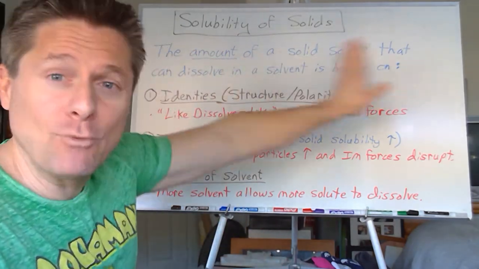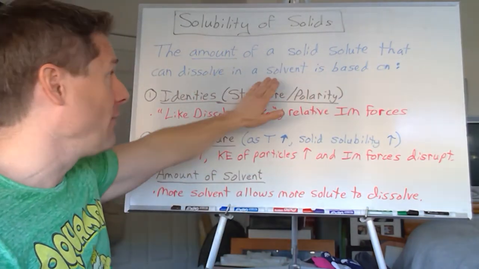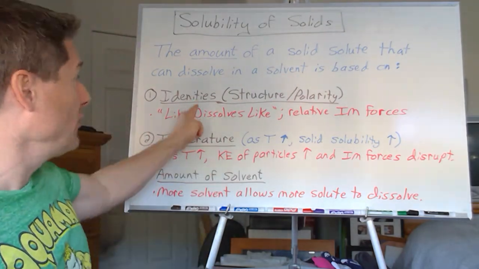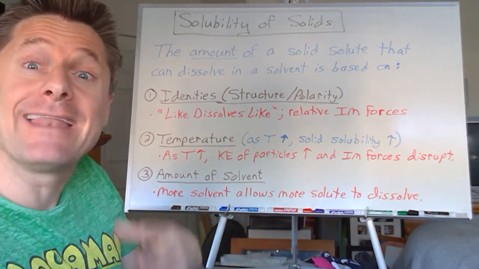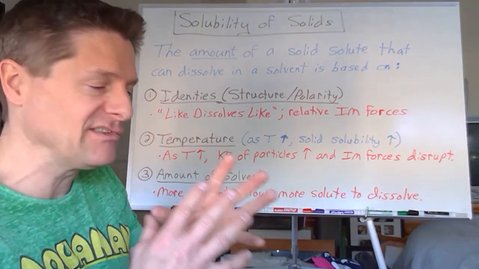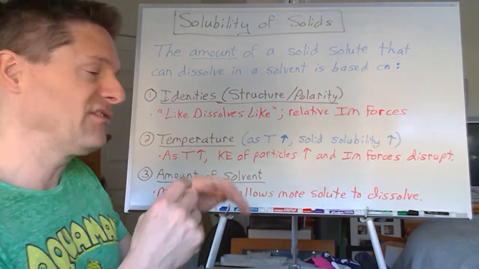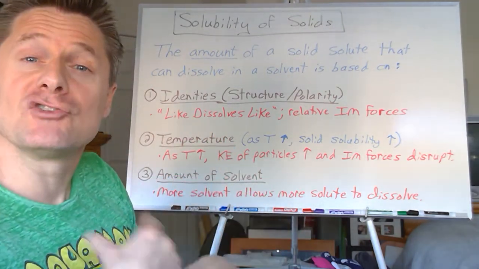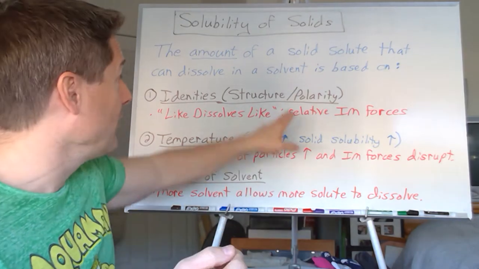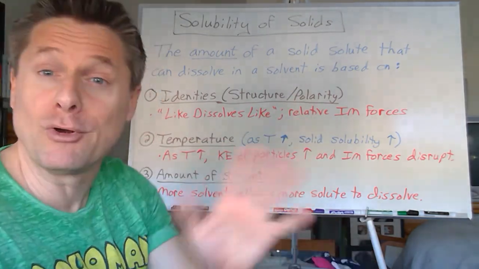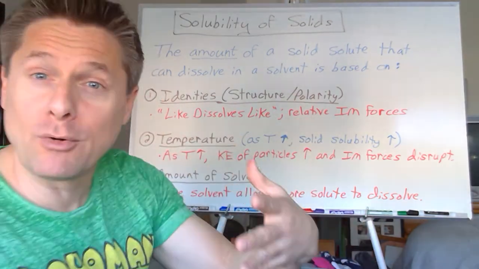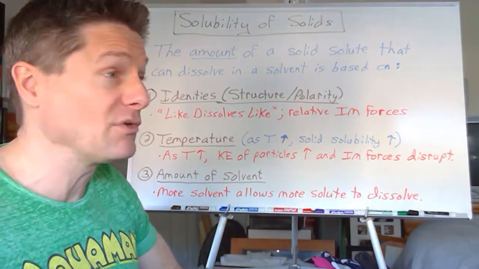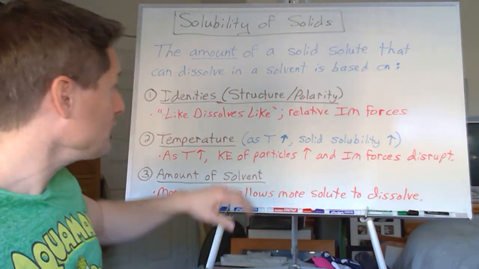So the amount of a solid solute that can dissolve in a particular solvent is based on three main factors, okay? First one, which we've looked at extensively, is the identities. What's the molecular structure of the solute? What's the molecular structure of the solvent? Do the Lewis structures, bond polarities, and molecular polarities matter? Is the solvent polar or nonpolar? Is the solute polar or nonpolar? Does it have hydrogen bonding? Is it just nonpolar with London dispersion forces? All that fun stuff, right?